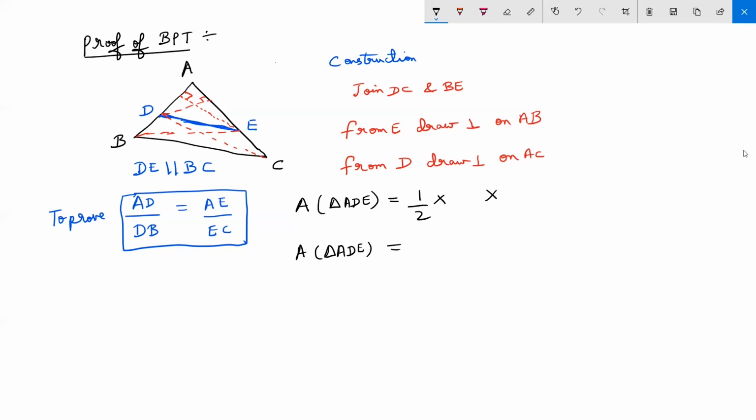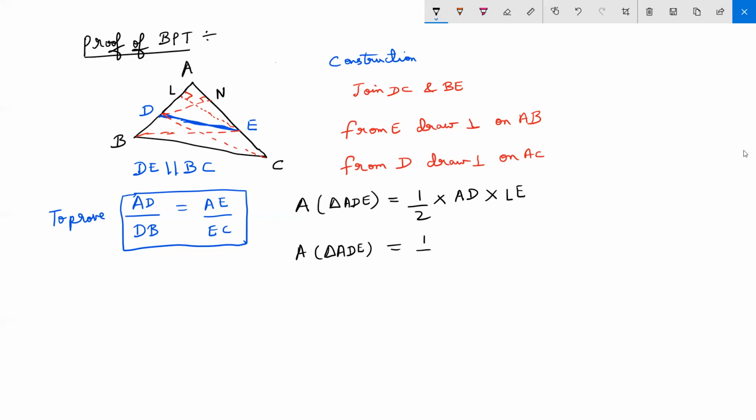Suppose if you consider the base of the triangle as AD, then its height will be EL. Is it clear? So first I will consider the base of the triangle as AD. Now from E, I have drawn one perpendicular on AB. Let this perpendicular be EL, and from D, the perpendicular drawn on AC, let this be DN. Is it clear? Now, area of triangle ADE will be half into base into height. So if I consider the base of the triangle as AD, then naturally the perpendicular will be the height. So its height will be LE.